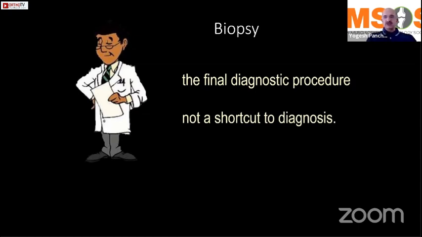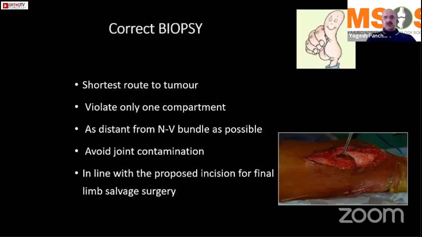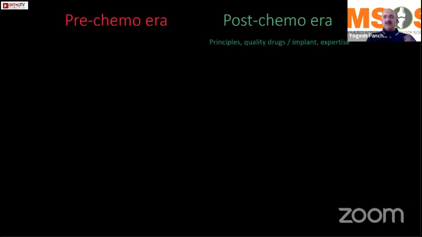Once we have done the local and the distant staging in a suspected case of an osteosarcoma, we start treating the patient only after we have a histopathological diagnosis, after we have performed a biopsy. Just to give you a short idea of how you should be doing the biopsy, it should be the shortest route to the tumor. We should be violating only one compartment as we approach the lesion. We should remain away from the joint and the neurovascular bundle. Try to avoid any joint contamination, and more importantly, stay in line with the proposed incision for the final limb salvage surgery, because this particular biopsy tract we consider to be contaminated and we remove it at the time of final resection of the tumor. Well, how are we treating these particular osteosarcomas currently?